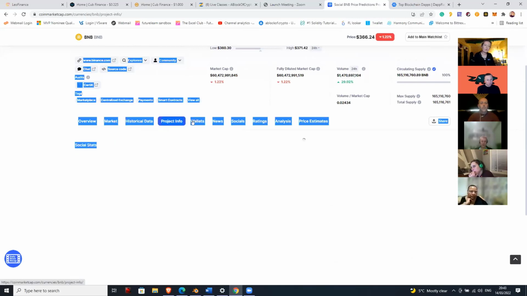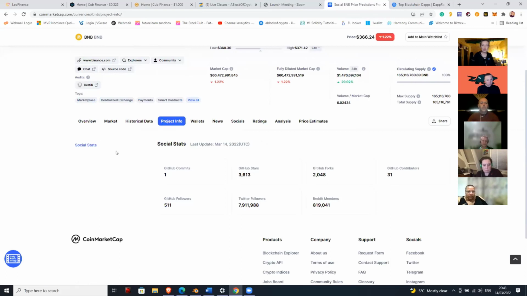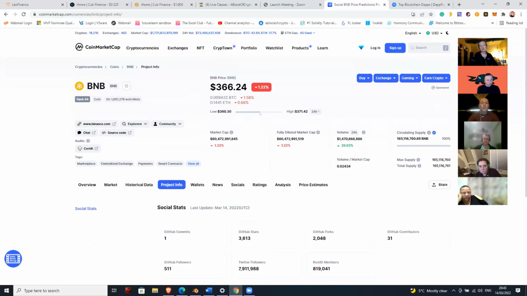But under wallets, under news, under social, you're able to get information of who are these people's partners, who are the main players in this ecosystem. So you're going to want exchanges, you're going to want media partners, you're going to want NFT partners, you're going to want DeFi partners, you're going to want all these different types of partners building on top of a particular blockchain.